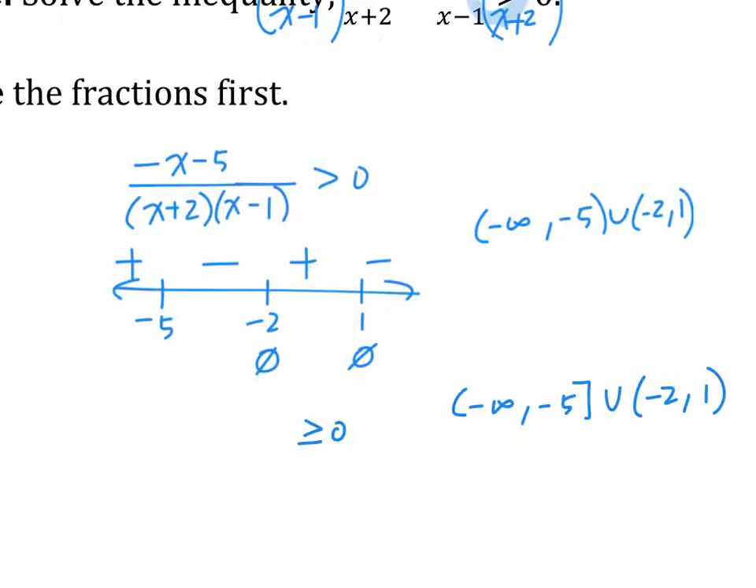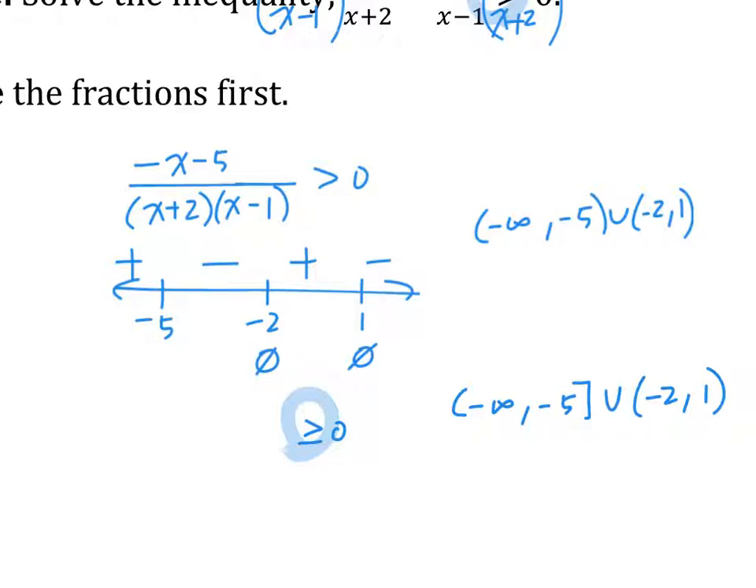Make sure you read the question again. Please read the question. This is going to be tricky. If you didn't notice there was an equal to, you might have not included -5, which is equal to 0. So please be careful and read the question.